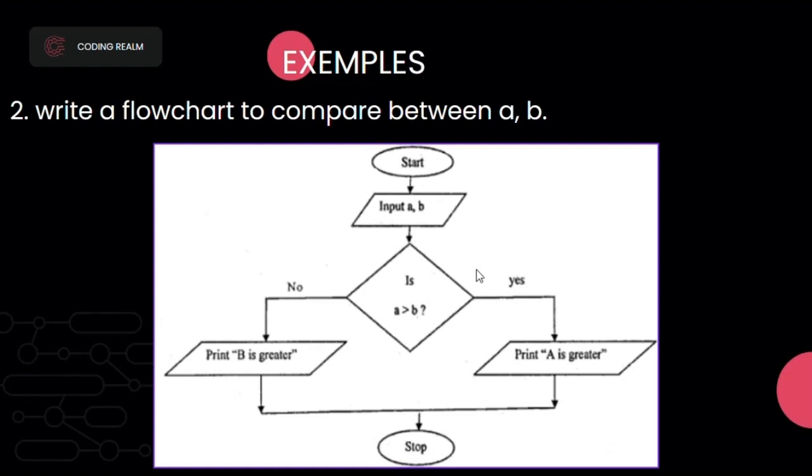A greater than b. If yes, a greater than b, I need to print a is greater. If b greater than a, I need to print b is greater. And finally, stop. We need to show in next videos. I need to start with programming using the C++ language, and we need to show that every program and every loop have a specific flowchart.